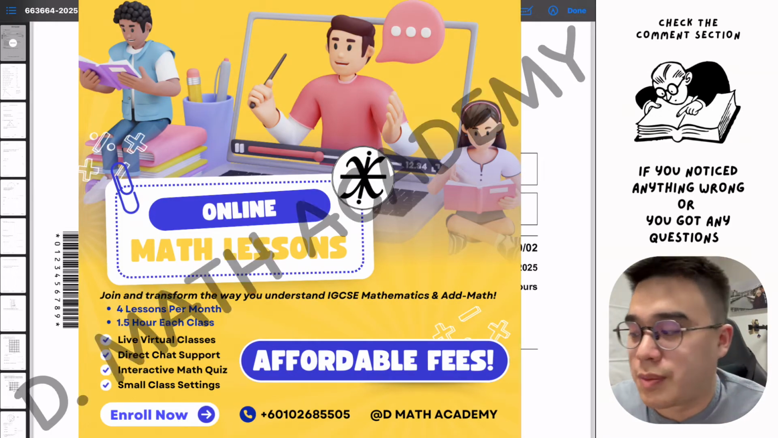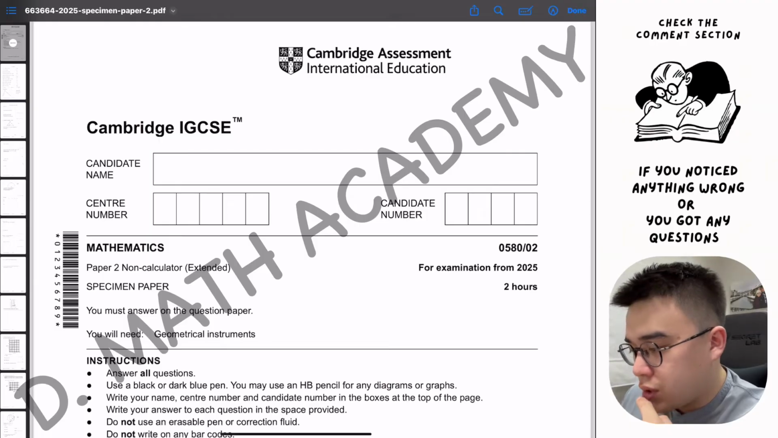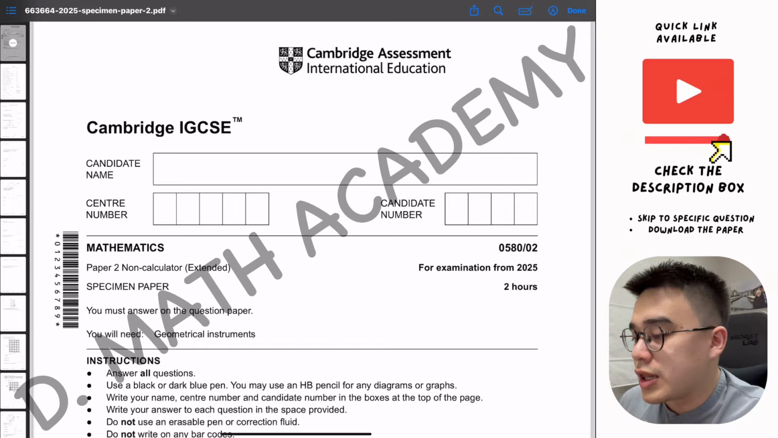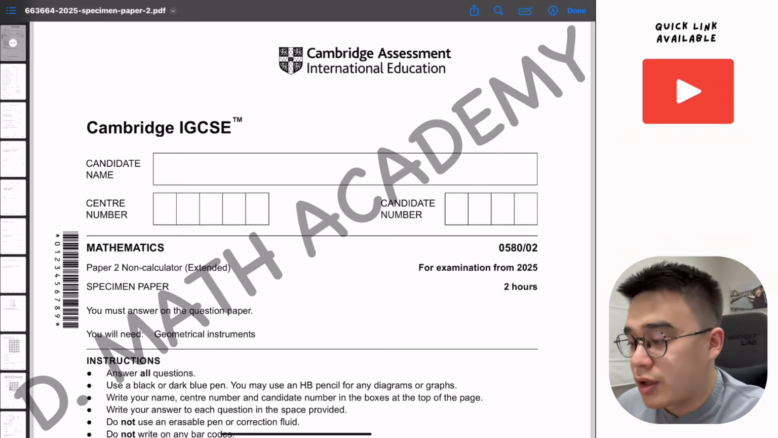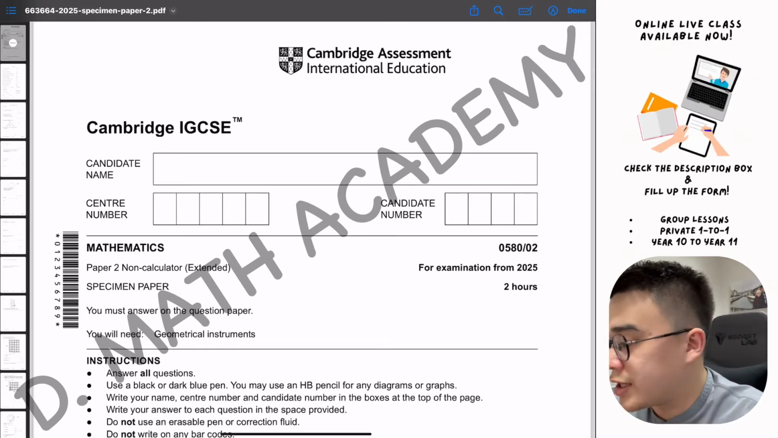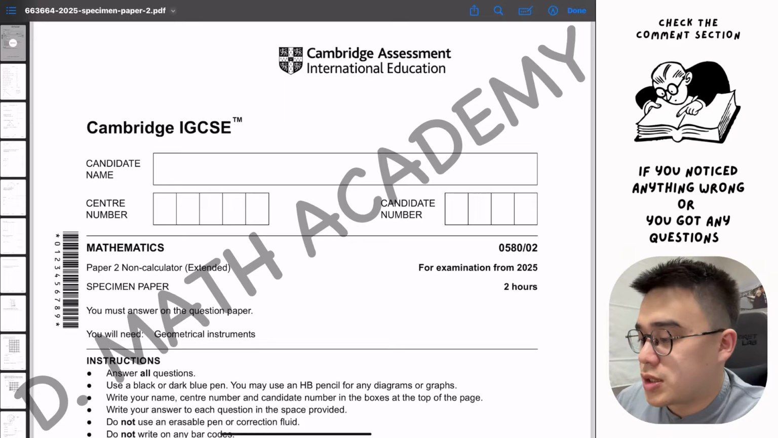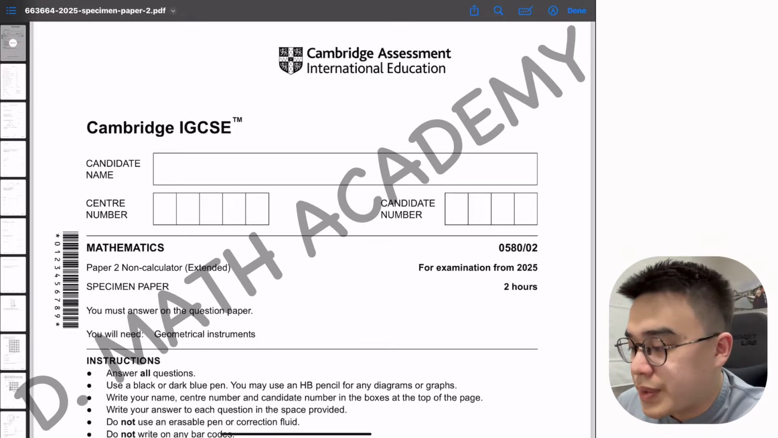Okay, let's get back to the paper. As you can see, the structure has changed a little bit. You are not allowed to use calculator at all, so I'm gonna handicap myself and not use it. I think this change is actually good so that students can actually be tested.